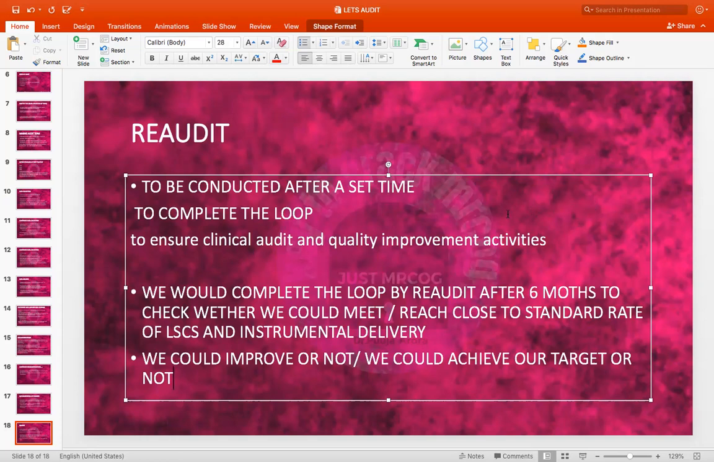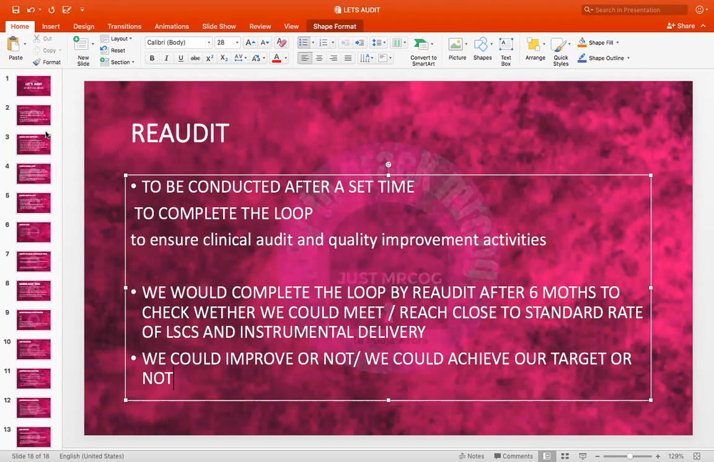In context with this cesarean, you will say that we would complete the loop by re-auditing after 6 months to check whether we could meet or reach close to the standard rate of cesarean section and instrumental delivery, that is 1 out of 4 and 10%, and whether we could improve or achieve the target or not. So this is re-audit. Simple. Am I clear about audit, girls? I really tried hard to make very simple slides, which you can understand easily, because I know audit itself appears very difficult to everyone, which I personally do not find very difficult.